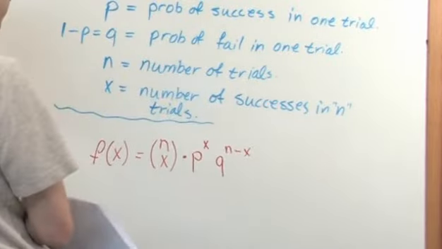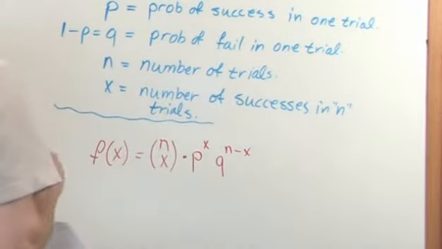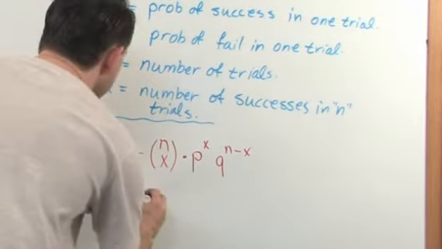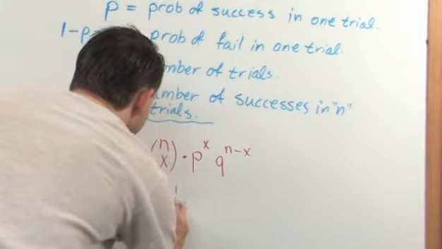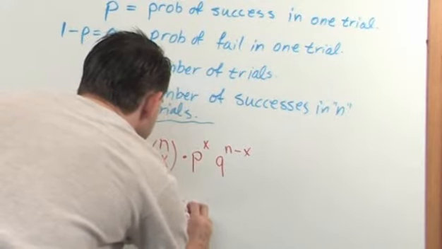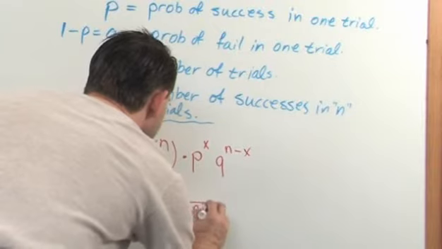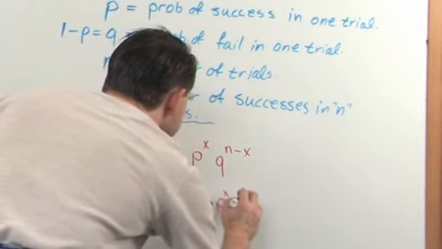Okay? And because this is just a combination, this is just the combination that we learned from the very first section of the book. Some books will just expand that out for you. This is going to be n factorial over n minus x factorial times x factorial, times p to the x times q to the n minus x.